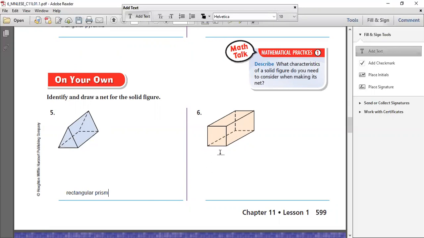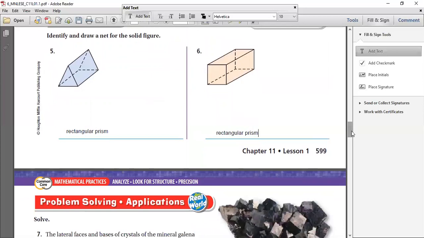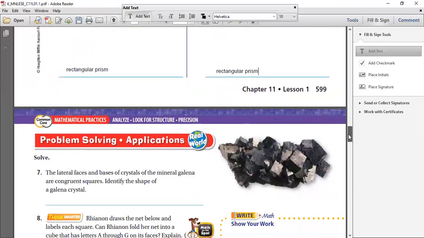Now this one. Again, the base is a rectangle and the faces are not triangles. They are squares and rectangles. So what kind of solid figure is this going to be? Look at the base. Start with the base. So that's going to be a rectangular prism or pyramid. Prism. Because pyramids have all four faces as triangles, but here there is nothing. Okay.